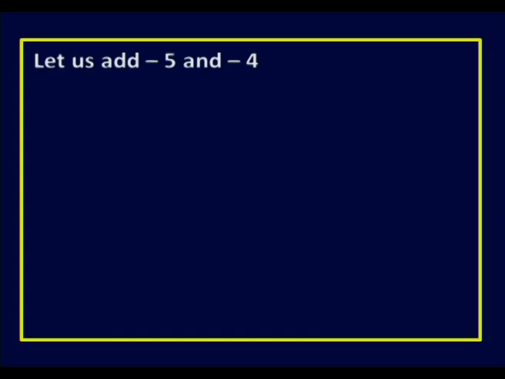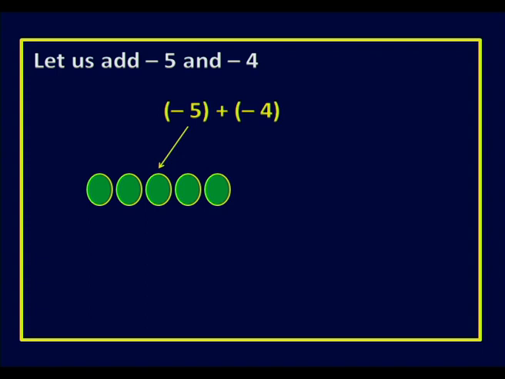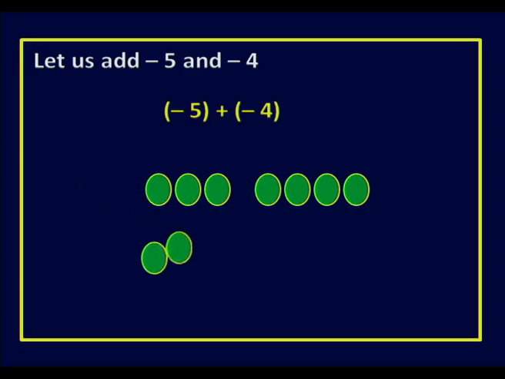Now, let us take another example, children. I am going to add -5 and -4. So, -5 means 5 green coins. Similarly, -4 means we have 4 green coins. Now, let us add them, children. So, on adding these, what do we get?